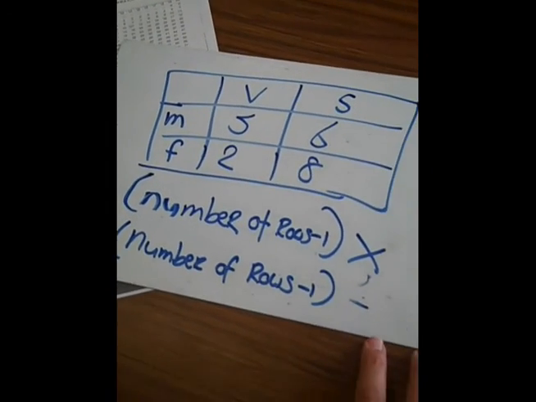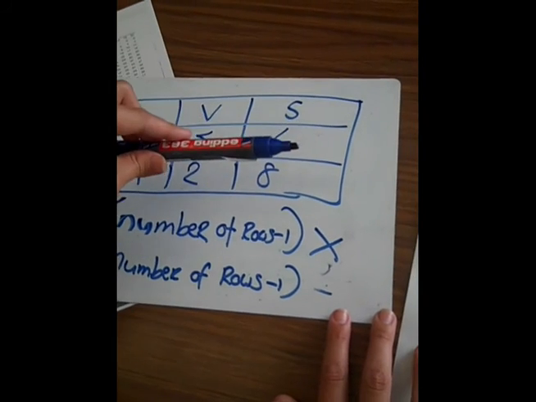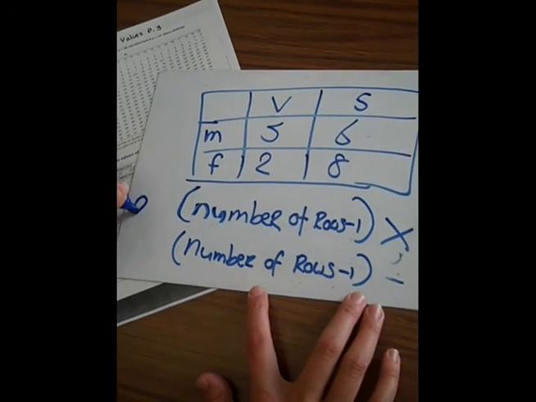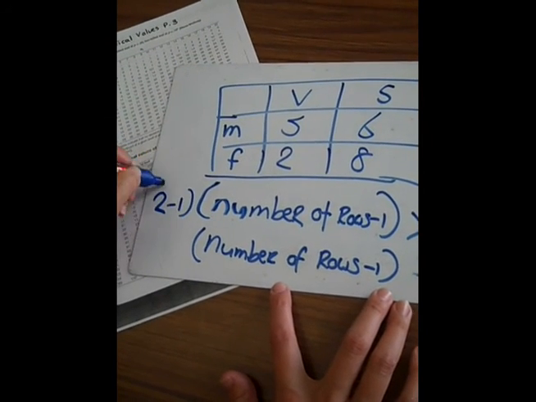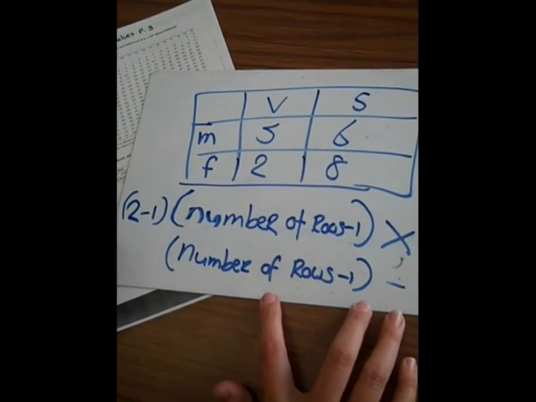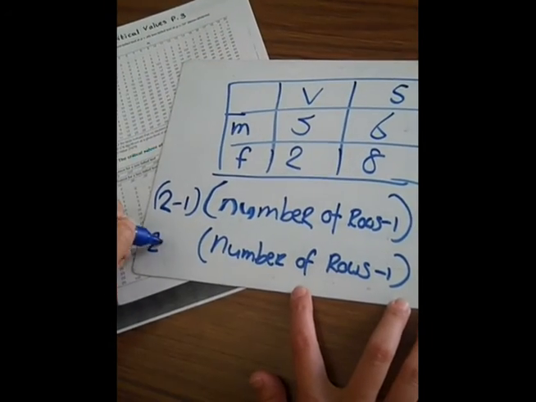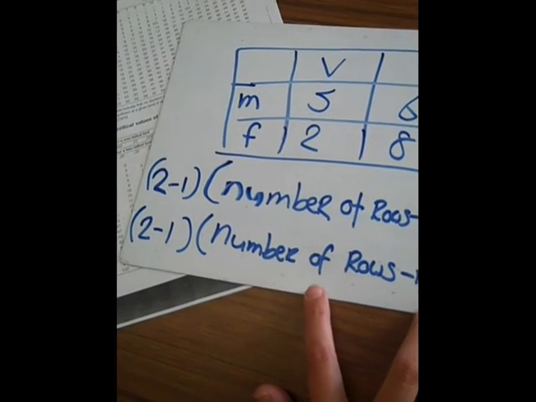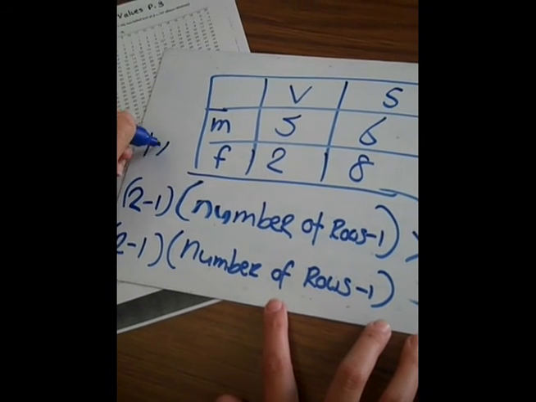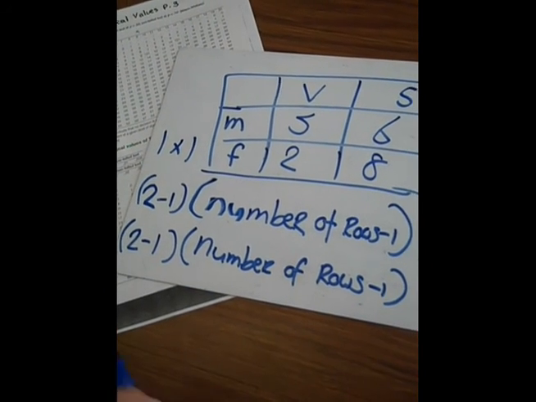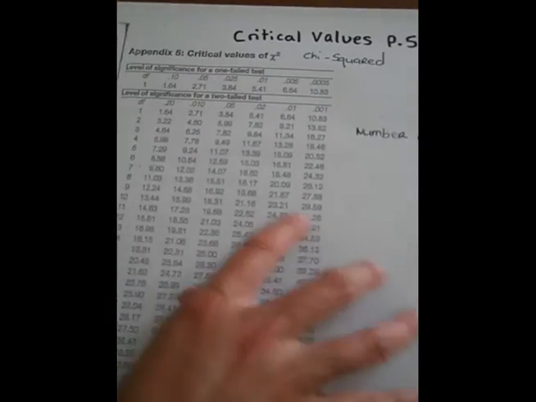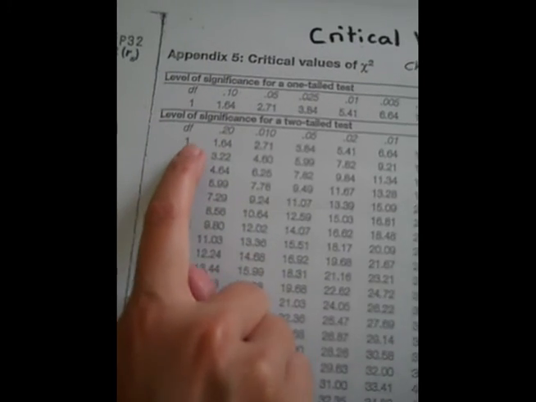So for this one, how many rows have you got? Look, you've got 1, 2 rows. So it simply is, for this one, number of rows is 2 minus 1. There we go. And number of columns, again, 2 minus 1. So that is 2 minus 1 is 1 times 1 equals 1. So your degree of freedom would be 1. So if you have a look, there you go. There's your degree of freedom there.